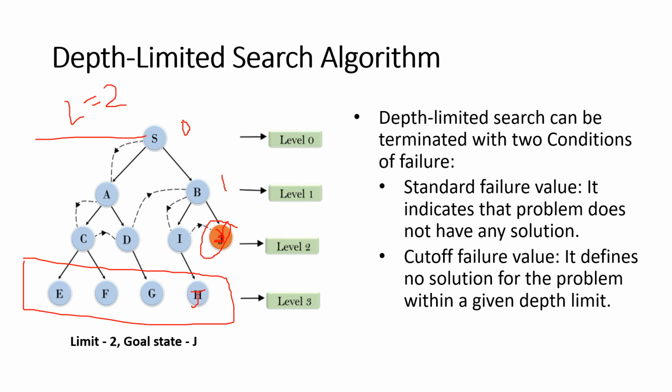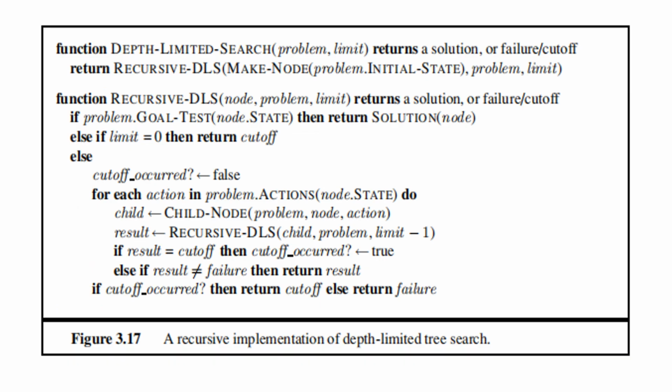So we can say that depth limit search is almost equal to DFS with a fixed depth limit, where nodes at the limit are treated as leaf nodes. Then we will see the algorithm. Depth limited search is implemented using two functions. One is depth limited search, that is the driver function. Then we have a recursive DLS. So here you can see the recursive DLS function.